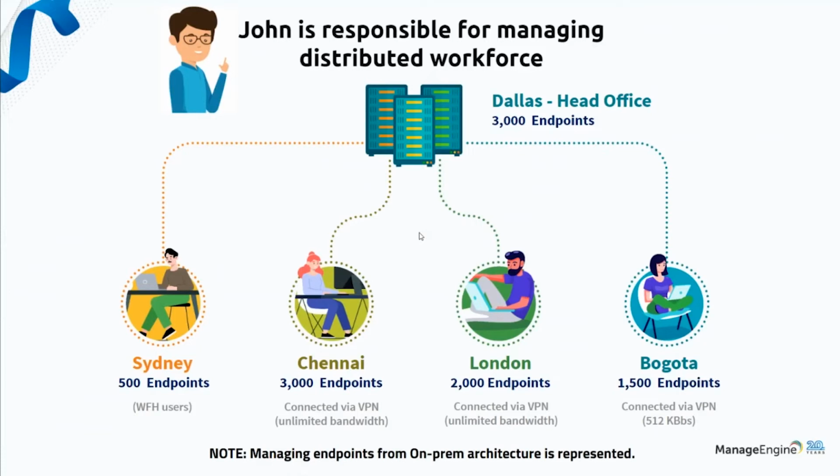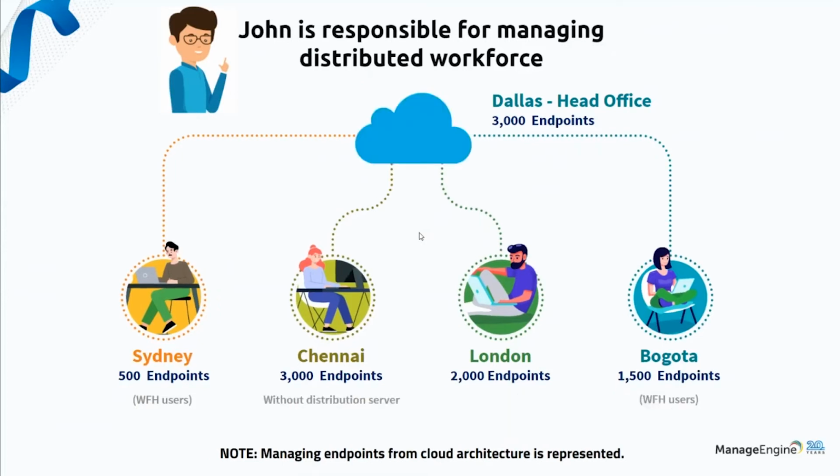So consider the head office is at Dallas, and he has branch offices in Sydney, Chennai, London, Bogota. And as you could see on the slide itself, I've mentioned the bandwidth limitations as well. So John has to consider these bandwidth limitations too. And we also have John managing endpoints over the cloud platform within the same scenario. I will be explaining in detail within our upcoming slide.